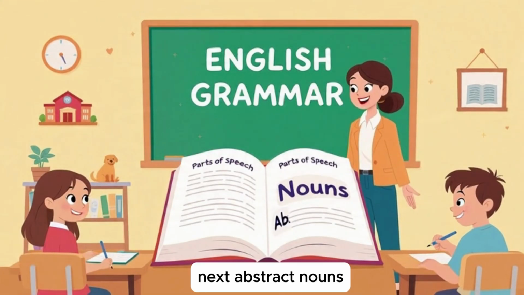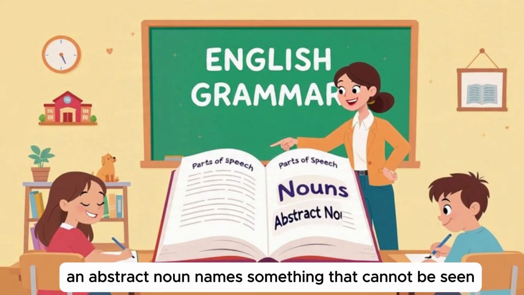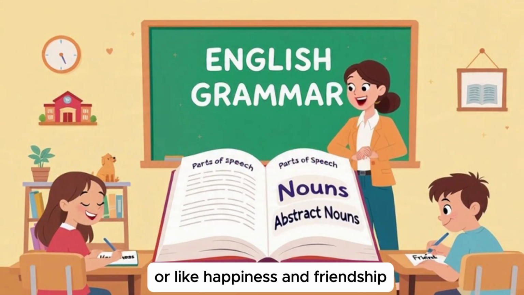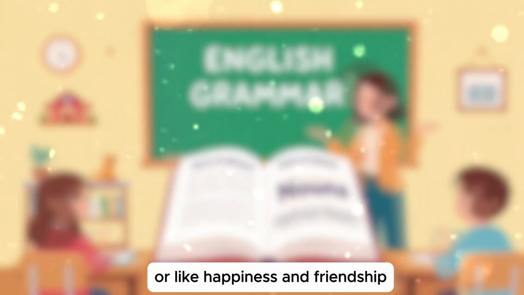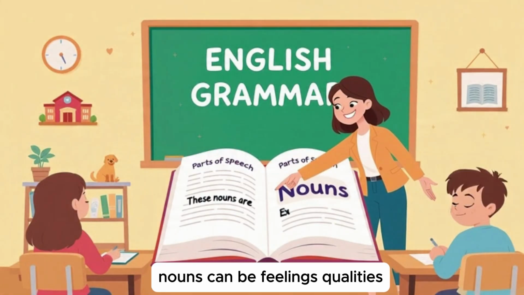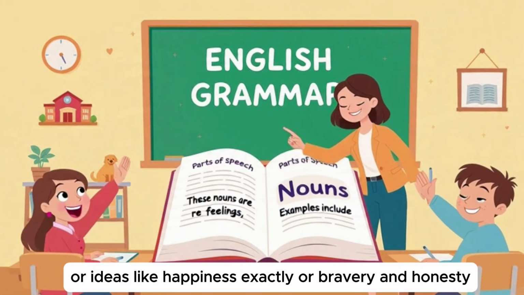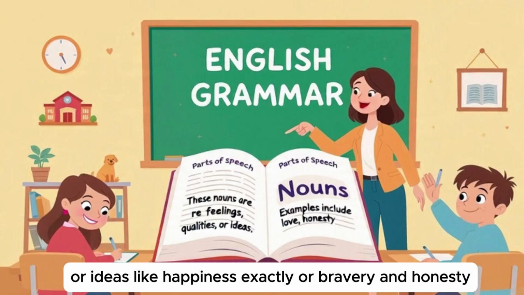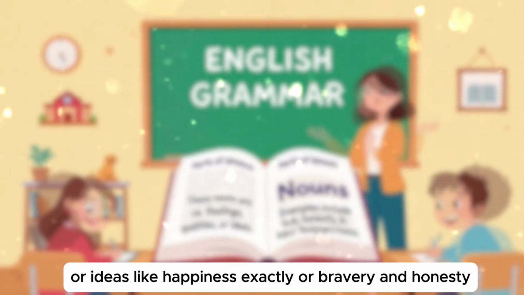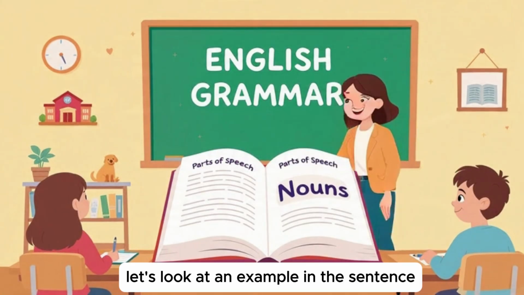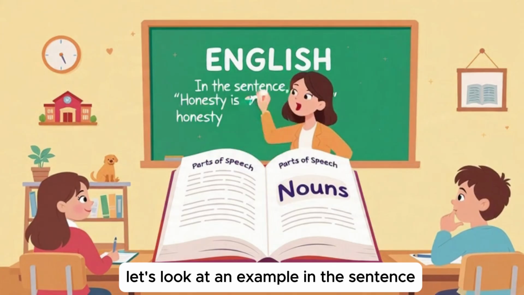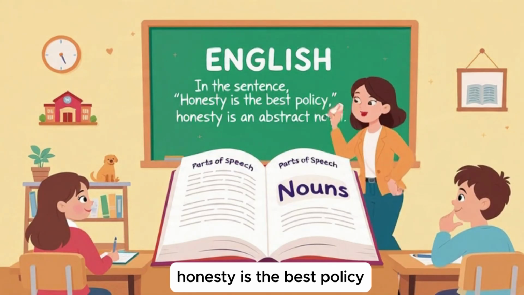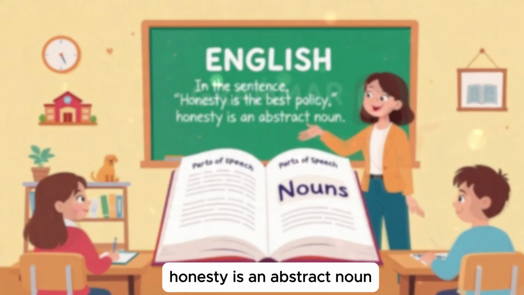Next, abstract nouns. An abstract noun names something that cannot be seen or touched, like happiness and friendship. Nouns can be feelings, qualities, or ideas. Like happiness? Exactly, or bravery and honesty. Let's look at an example. In the sentence, honesty is the best policy, honesty is an abstract noun.